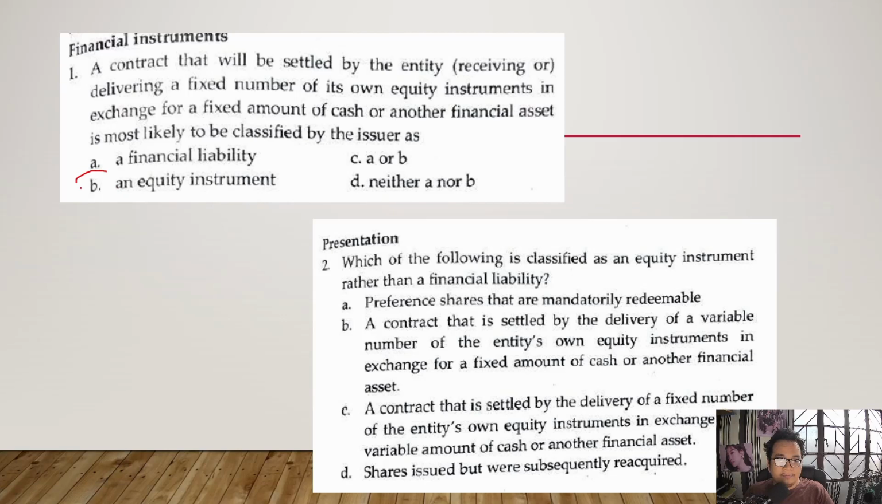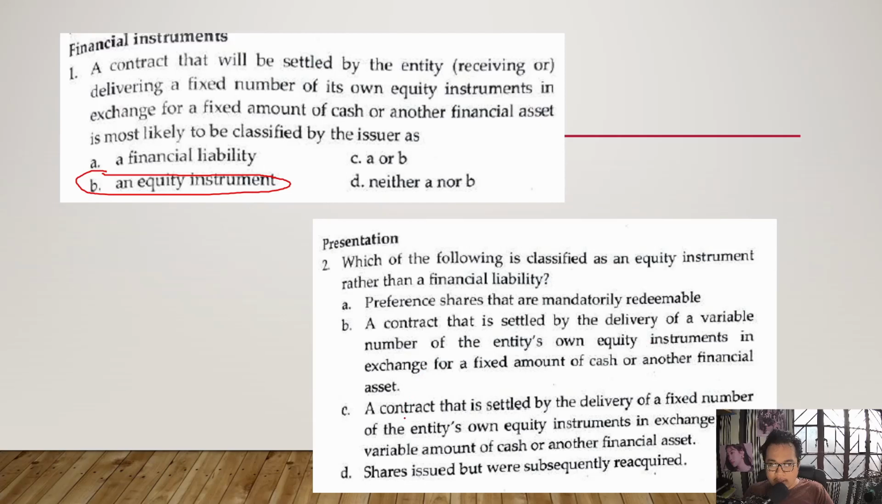Second, presentation. Which of the following is classified as an equity instrument rather than a financial liability? Una, preference shares that are mandatory redeemable yan, financial liability yan. A contract that is settled by the delivery of a variable number of entity's own equity instruments in exchange for fixed amounts of cash or another financial asset. Other entity's own equity, so financial liability yan.